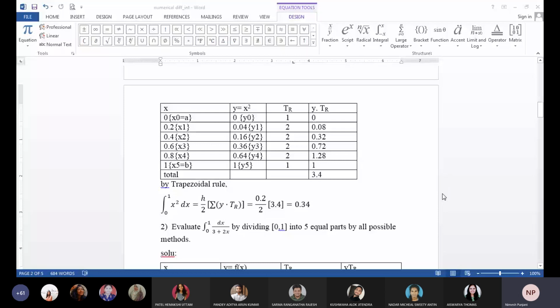What is the integration of x square? X cube upon 3, and when you apply the limits, 0 to 1, you will get the answer as 1 upon 3. The value of 1 upon 3 is 0.333, and here you are getting 0.34. So here itself you can observe that this is the approximate answer which you get using this method.